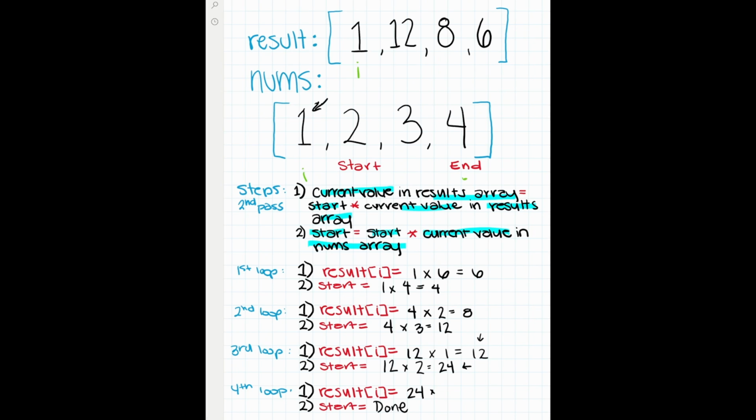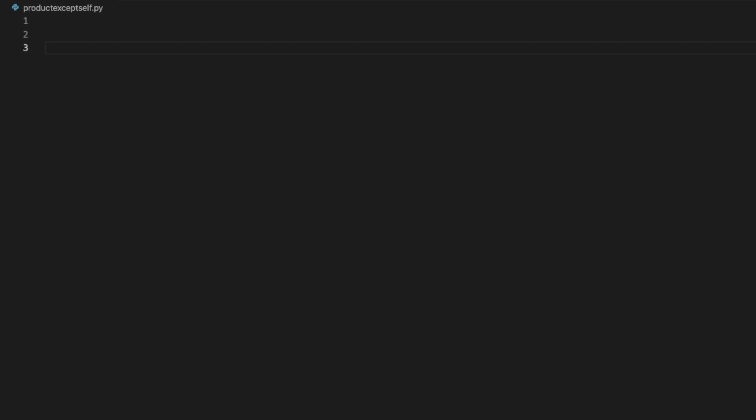So times 1 equals 24. So this last value is going to become 24. And then this is what we are going to return. And we're done. Okay, so let's code this.